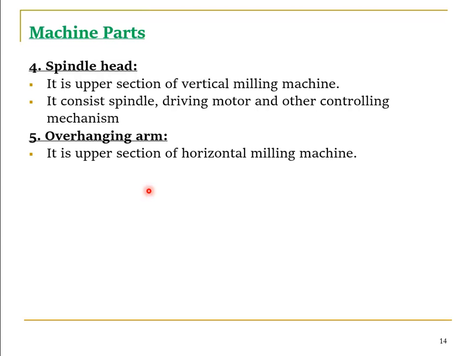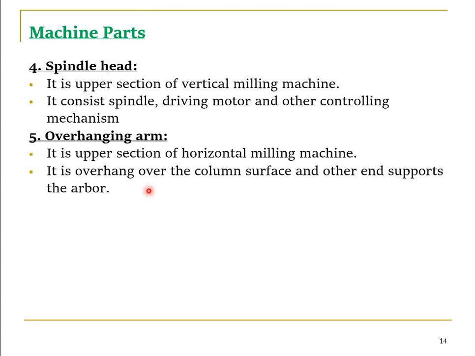So horizontal milling overhead position. It is overhang over the column surface and the other end supports the arbor. Again, all are generally made of cast iron. So this is also made of cast iron. The next one is a knee.